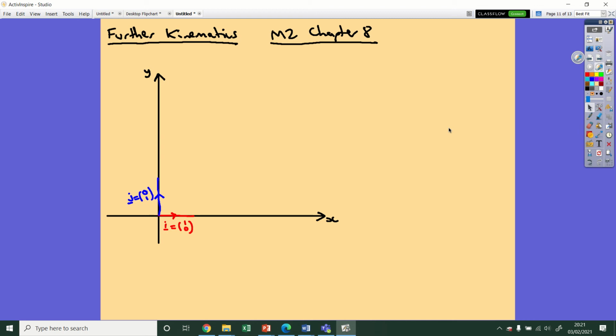Hi Year 13. I'm going to use this video to move along with M2. We're now on chapter 8, which is called Further Kinematics. And basically what this chapter is going to be about is SUVAT but using vectors.